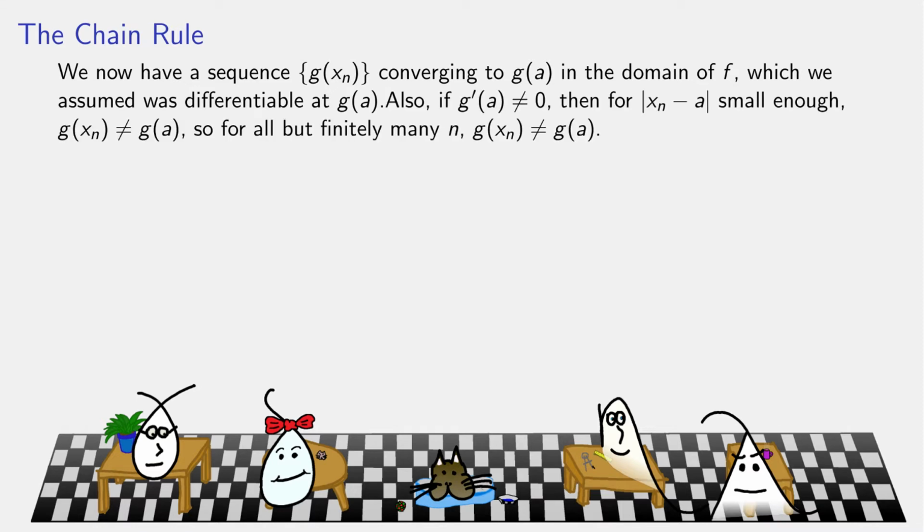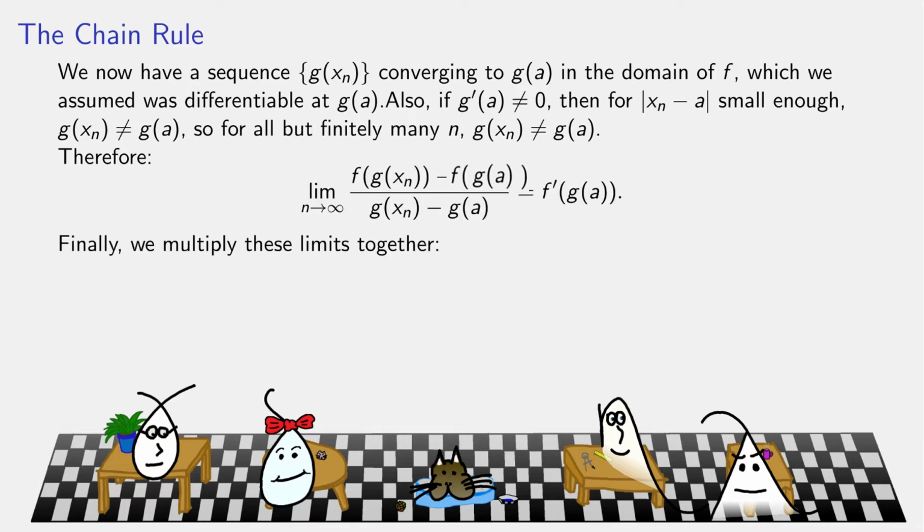Also, if g'(a) isn't 0, then based on an earlier sample problem, once x_n is sufficiently close to a, g(x_n) can't equal g(a). So we reclaim this property that g(x_n) isn't just converging to g(a), but it's also not equal to it at least past a certain point. But for computing limits, that's good enough. We've introduced a big assumption here that g'(a) has to not equal 0.